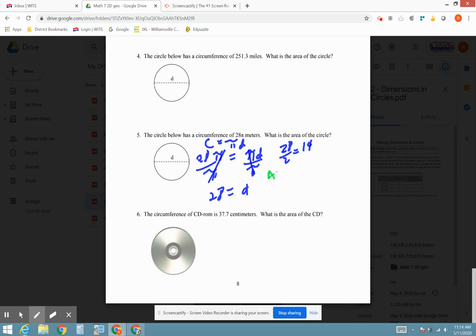So area equals pi r squared. Area equals pi times 14 squared. 14 squared is 196. So pi times 196. So 196 times my pi button is 615.7521601, and it was meters squared.